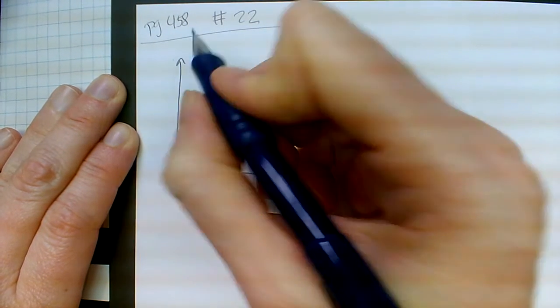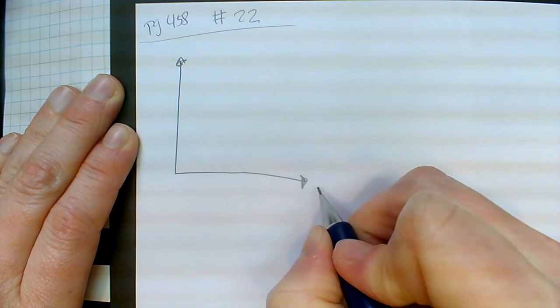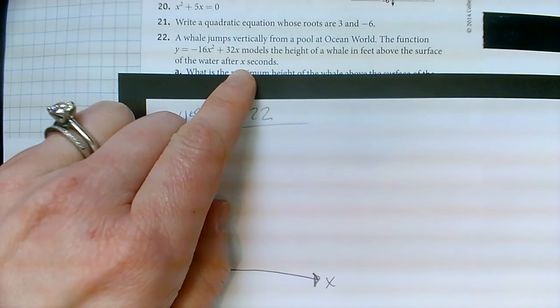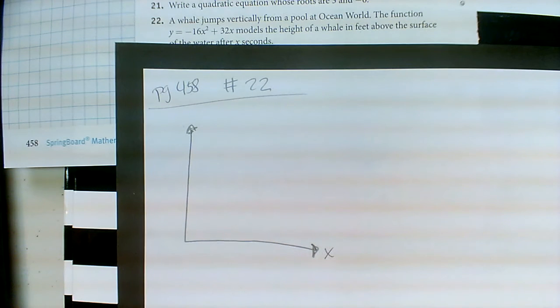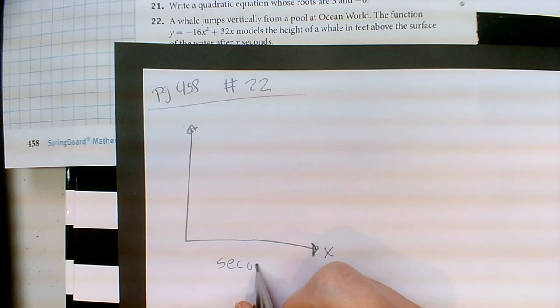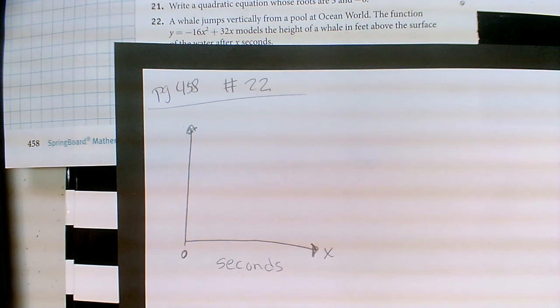Now, I'm not drawing the whale. You don't want me to do that. On the x-axis, it told us that the x's stood for seconds. All right, so the x's stand for seconds. I know that this is 0 seconds right here. We'll see what other kind of time frame we need right here.